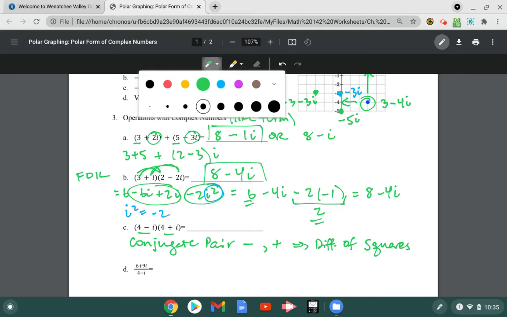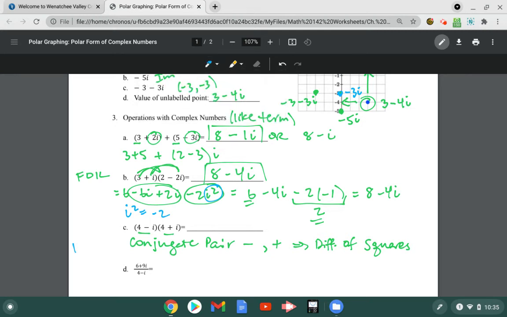I'm going to show you the long way because the long way always works, and the long way is just go to FOIL. So as I FOIL this, I get 4 times 4, so that's 16. Outer is plus 4i, inner is minus 4i. Last is minus i squared. We end up with a difference of squares because these cancel. We end up with 16 minus i squared, but i squared is -1. So we get 16 plus 1, which is 17.